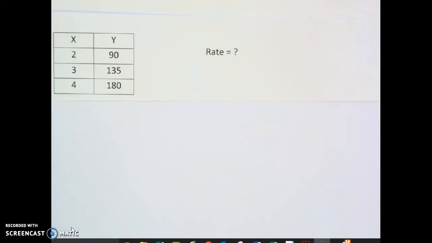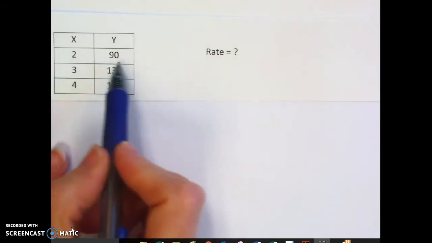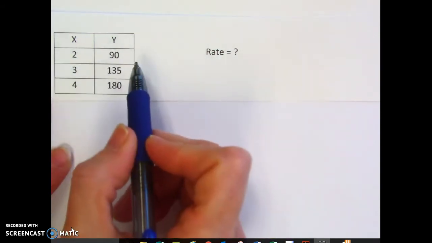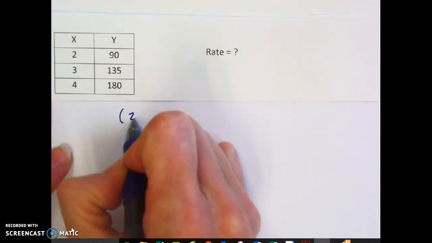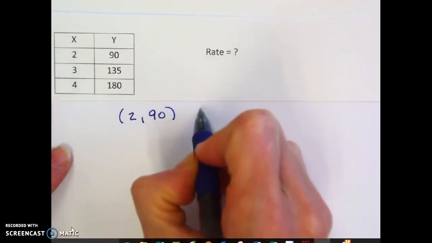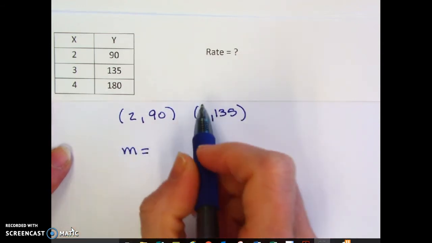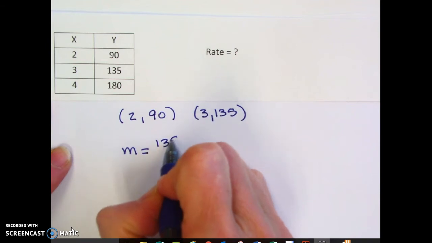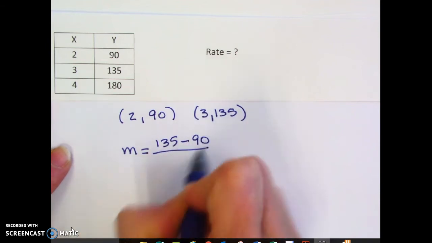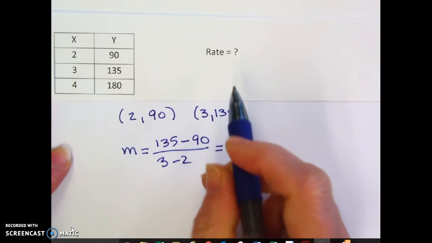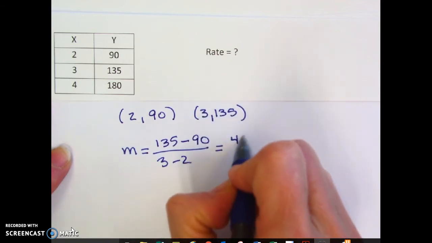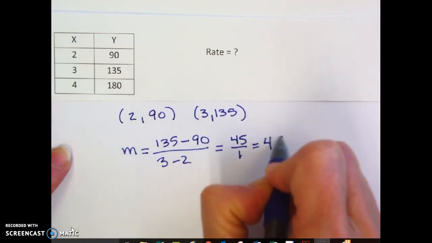Our next problem involves a table instead of a word problem. So for a table, for us to find the rate, recall that's the same as our slope, and this is just like having coordinates. So if I want to find the rate here, I'm going to look at two coordinates, and I'll just pick the first two. And I use the slope formula, y2 minus y1 over x2 minus x1. And when I subtract here, I get 45 over 1, which is just 45.